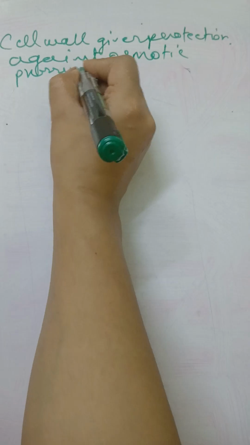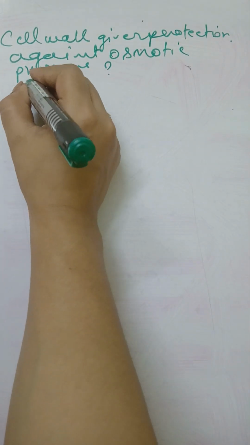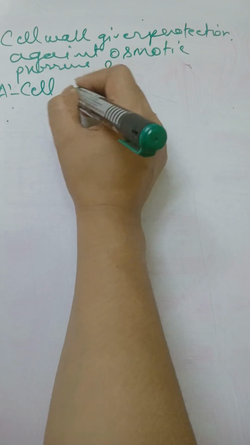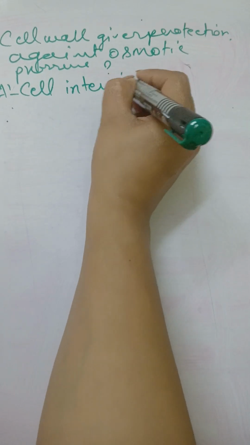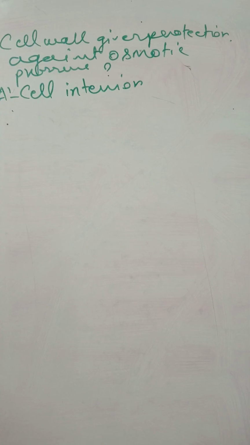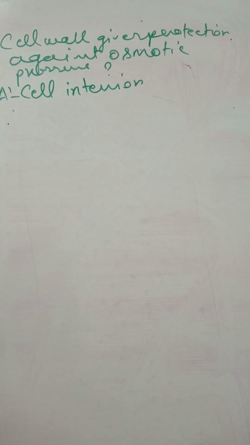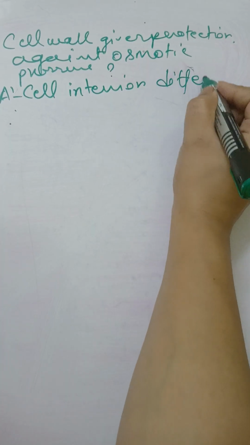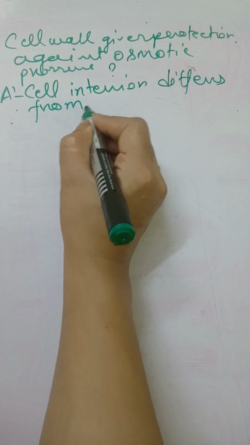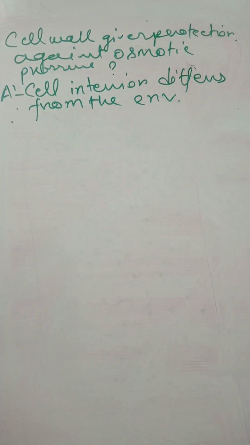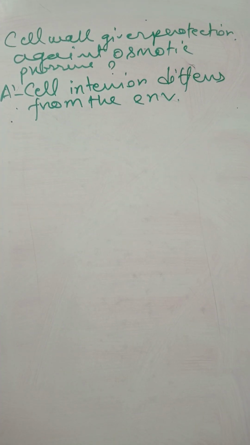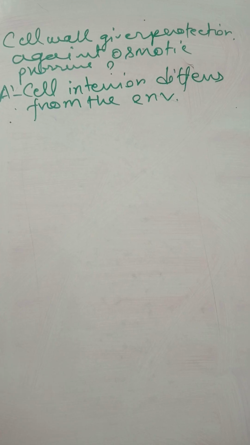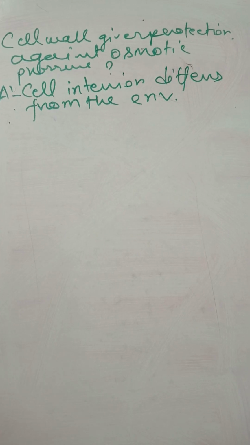Okay, so remember one thing, osmotic pressure means whenever the cell interior, meaning the cytoplasm, differs from the environment, in that situation osmotic pressure occurs. Now there are two types of principle here.